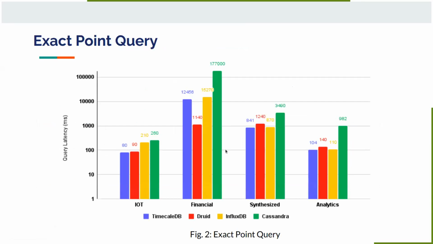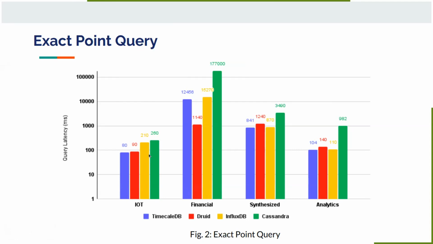Okay, so these are the graphs about query latency. The first one is the exact point query. As you can see, Druid is the best performer in IoT and financial data sets, and after that, InfluxDB. In all the cases, Cassandra is the worst performer. As I have said, it is not a time series database.